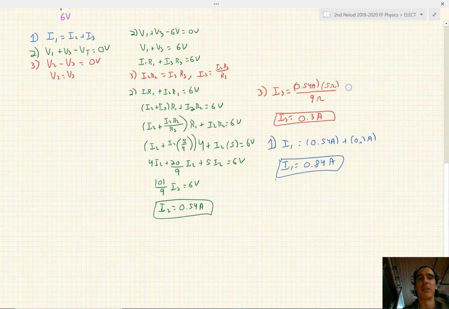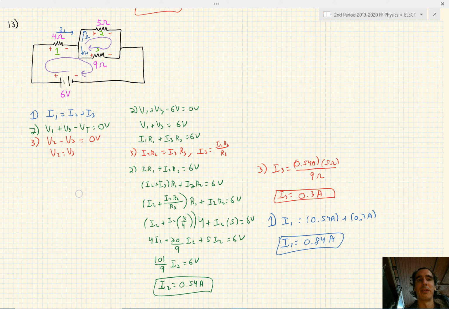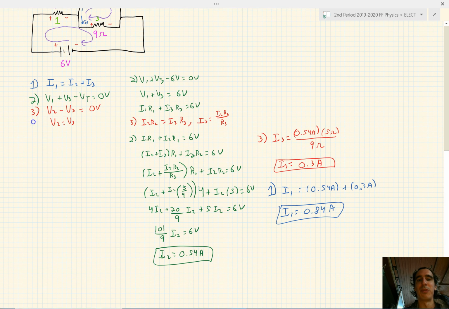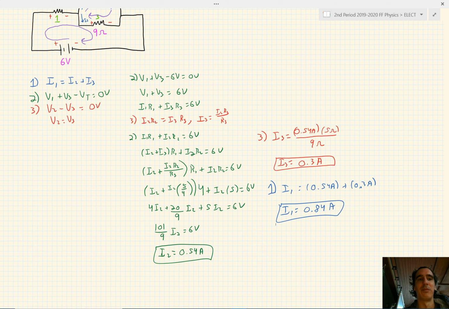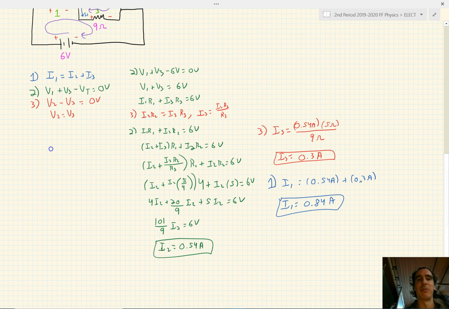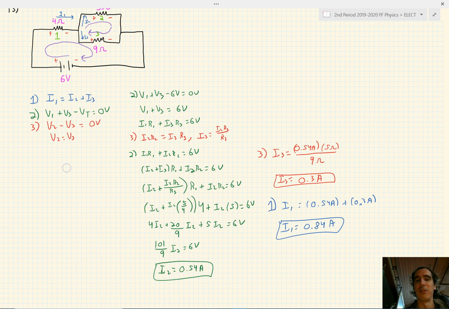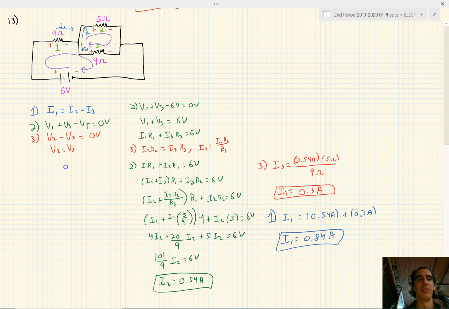Notice that either way works to solve this scenario, either Kirchhoff's laws or a VERP diagram. It's up to you in terms of which one you're more comfortable with for solving. Sometimes Kirchhoff's law is easier, especially for a more complicated circuit than this one that we have here.